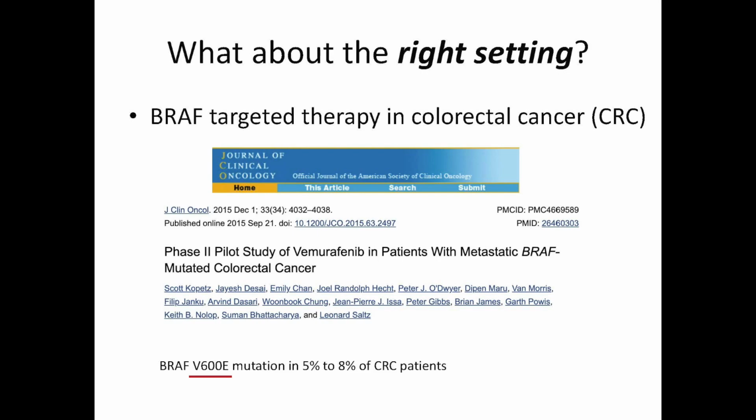In marked contrast to the results seen in patients with BRAF V600E mutant melanoma, single-agent vemurafenib did not show meaningful clinical activity in patients with BRAF V600E mutant colorectal cancer. Comparing these two examples, we see that for different mutation status and different disease settings, the conclusion about the effectiveness and performance of drugs may be different.